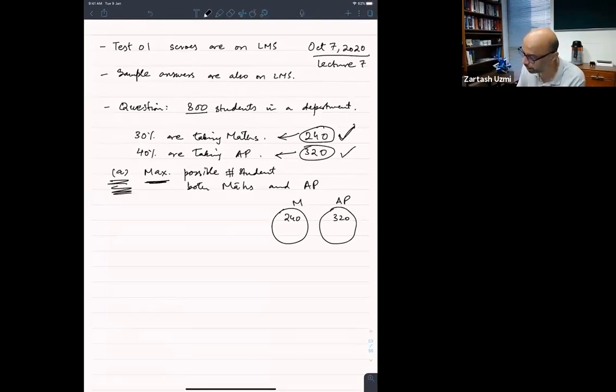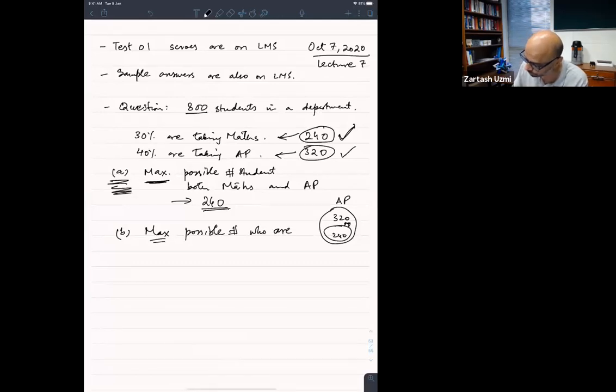The maximum possible number will come up when these 240 students are all included in the 320 students. So 240 students are taking both the courses, and then there are another 80 students who are taking just the applied probability course. So this answer would be 240. Part B was asking, what is the max possible number who are taking at least one of the courses?